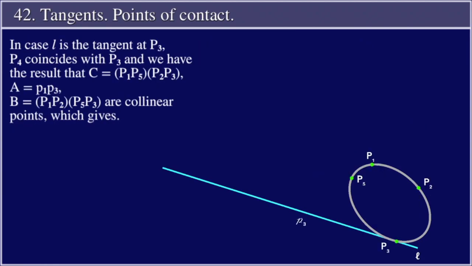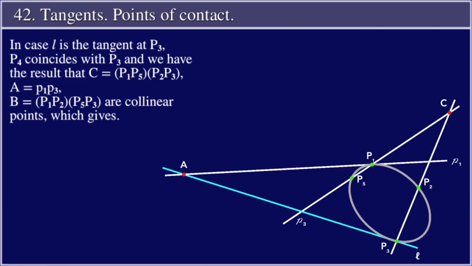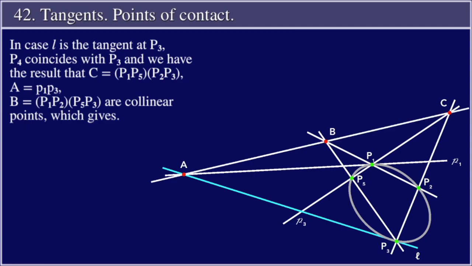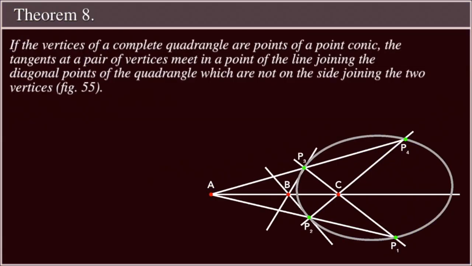In case L is the tangent at P3, P4 coincides with P3, and we have the result that C equal to P1, P5, P2, P3, A equal to P1, P3, B equal to P1, P2, P5, P3 are collinear points, which gives Theorem 8. If the vertices of a complete quadrangle are points of a point conic, the tangents at a pair of vertices meet in a point of the line joining the diagonal points of the quadrangle, which are not on the side joining the 2 vertices.